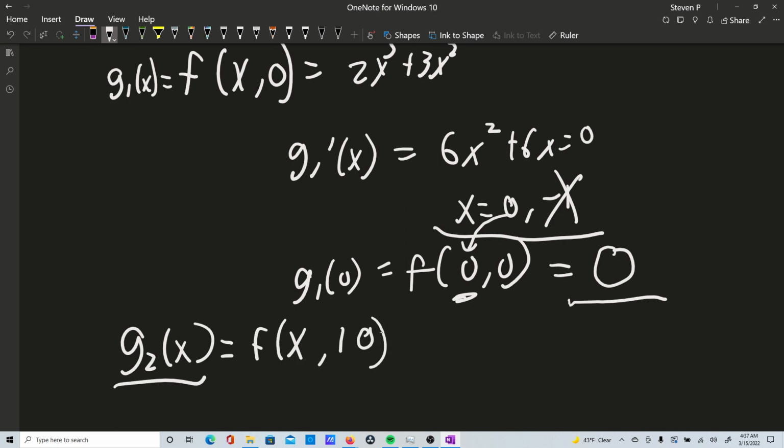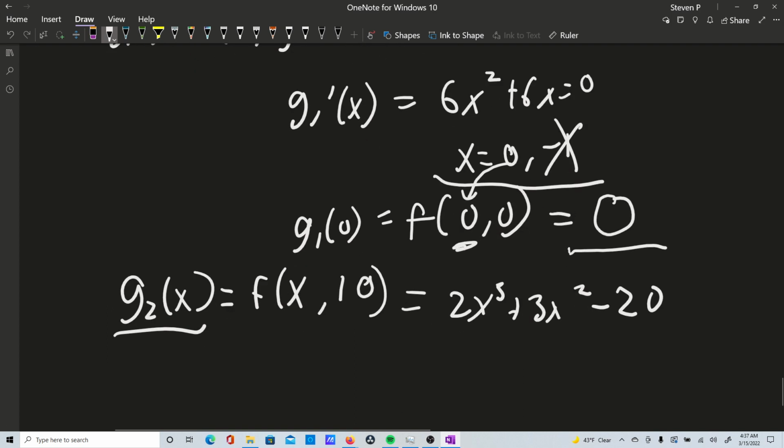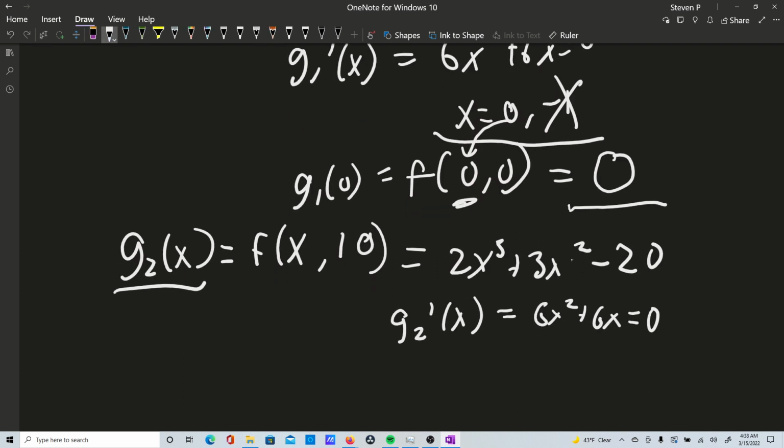Hopefully it's nice. So now f of x comma 10 is equal to, I guess, 2x cubed plus 3x squared minus 20. So again, we do the exact same derivative. So g2 prime of x is equal to 6x squared plus 6x is equal to 0. But this is basically exactly because the two equations only differ by a constant, minus 20, which popped out when you plugged in 10 for y.